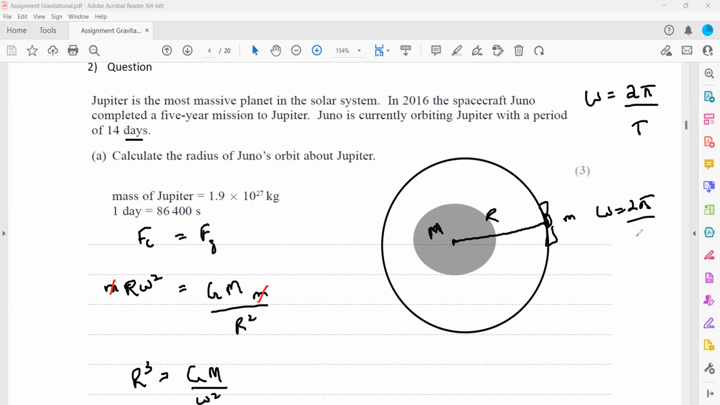That's 14 days, but it should be in seconds, as omega is in radians per second. So this will be 14 times, we have 14 days and we have to convert. One day has a number of seconds that is given already, as mentioned here: one day has 86,400 seconds. So we multiply 14 by 86,400, and 2 pi divided by the answer gives omega. Then just substitute the mass of Jupiter and the gravitational constant, and we'll get the radius of this satellite.